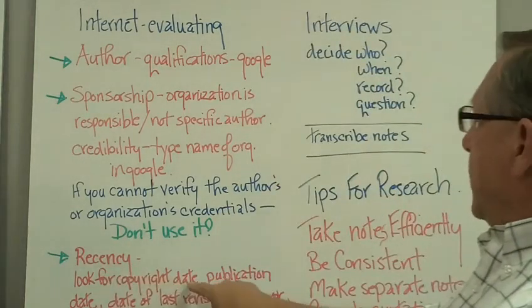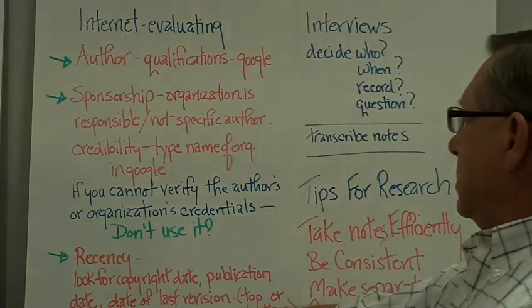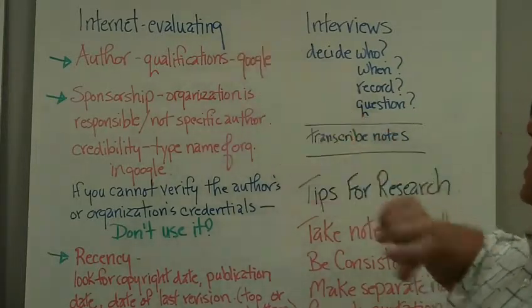So look for a copyright date, look for a publication date, and the date of last revision, and that's usually at the top or the bottom of the document. So that's evaluating internet sources.